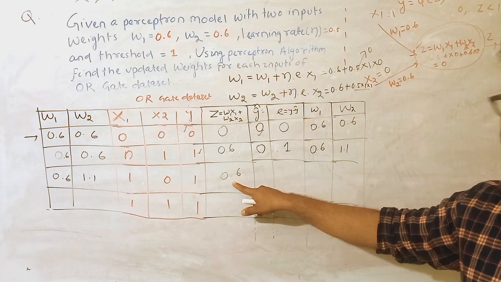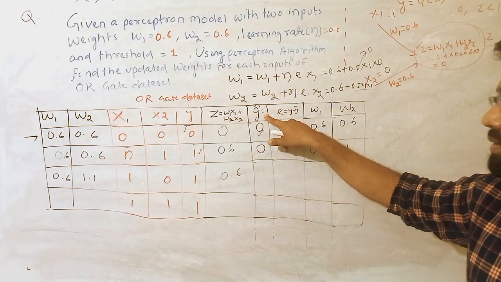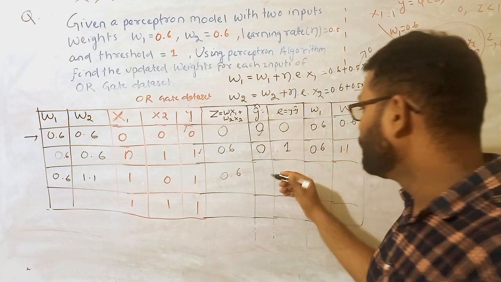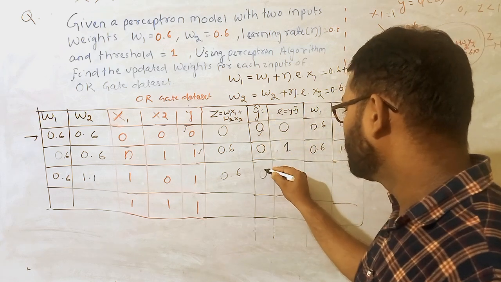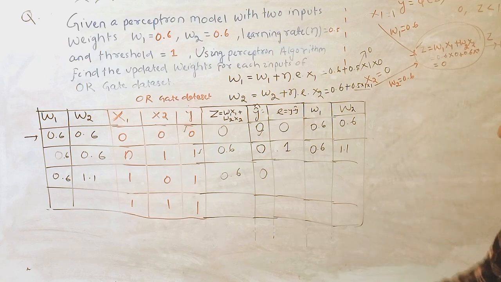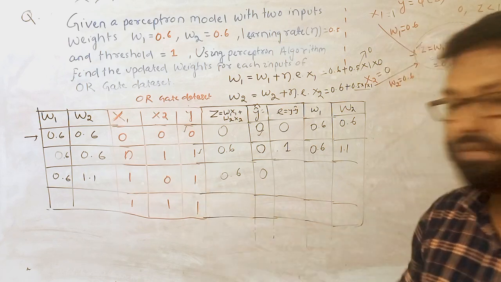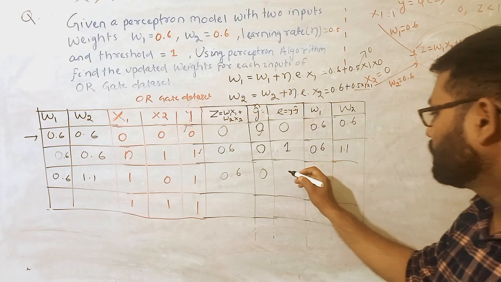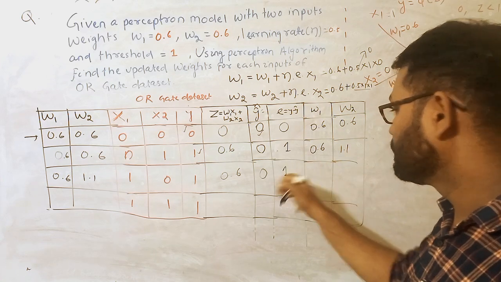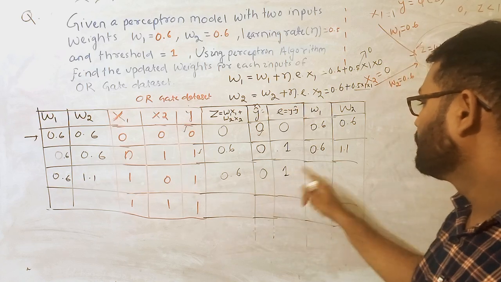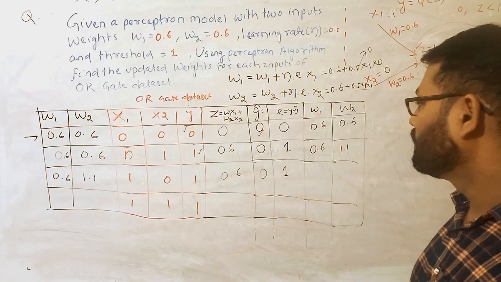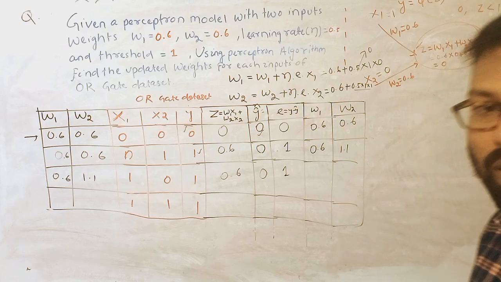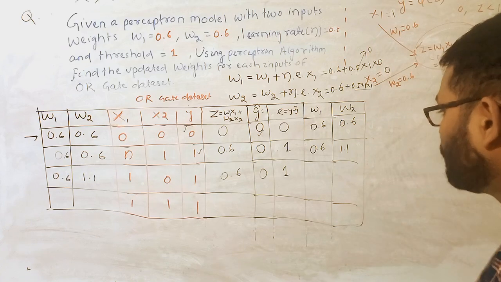Now again this 0.6 is less than threshold. So that's why y cap is going to be 0. And what is the real output? 1. What is the predicted output? 0. So error is coming 1, so 1 minus 0 is equal to 1. So my error is coming, that means we have to update the weights. So how to update the weights?